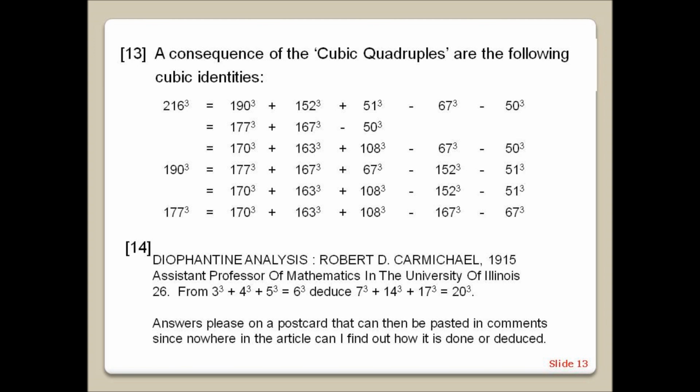14. In Diophantine Analysis by Robert D. Carmichael in 1915, available as a free download from the Gutenberg project, in question 26 we find: from 3 cubed plus 4 cubed plus 5 cubed equals 6 cubed, deduce 7 cubed plus 14 cubed plus 17 cubed equals 20 cubed. Answers please on a postcard that can then be pasted in comments, since nowhere in the article can I find out how it is done or deduced.